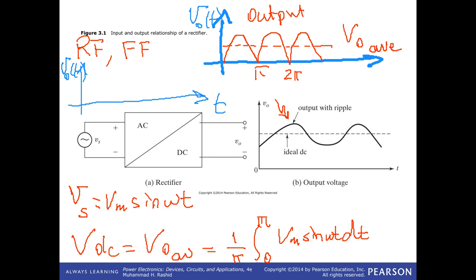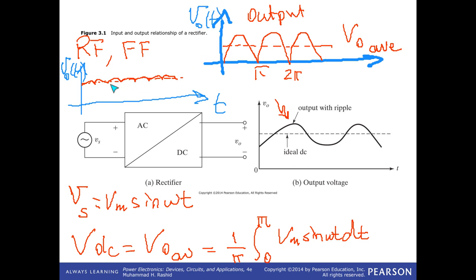Of course we are happy. It's much better. The average value is somewhere there. So less ripple it has. Okay, so the quality of the DC is much better compared with this one. Ripple factor and form factor are important and much better for the second figure here.